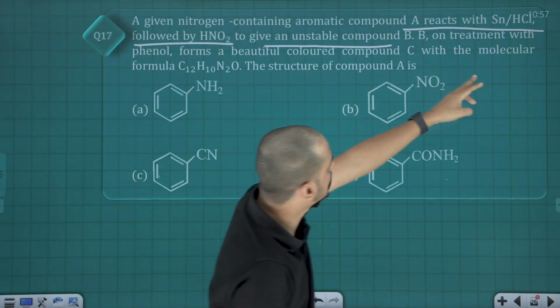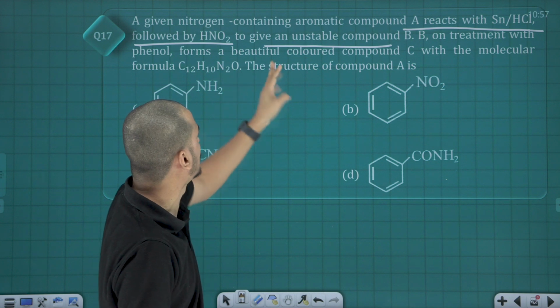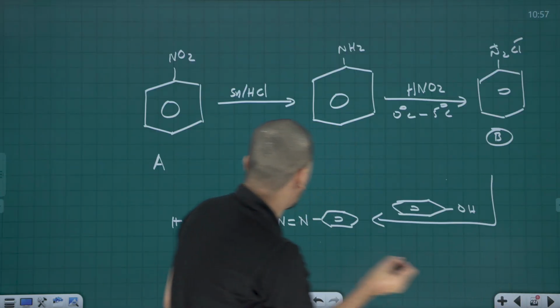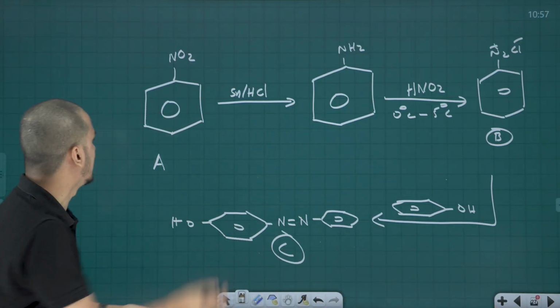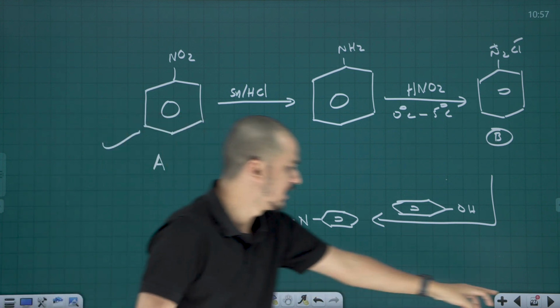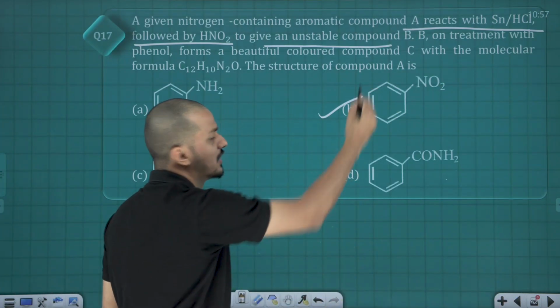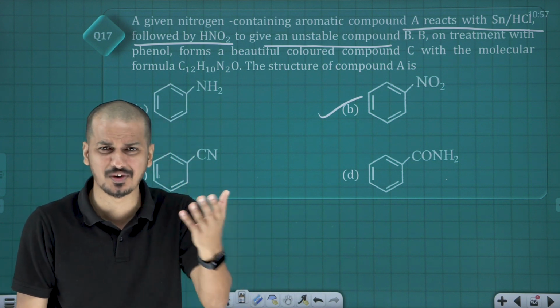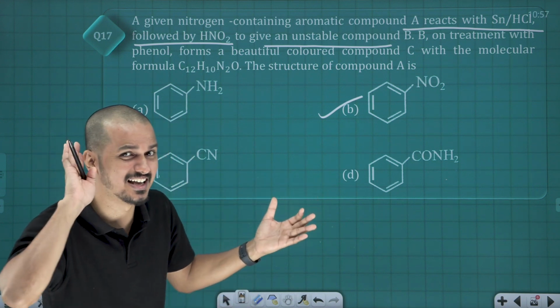Then C, with the molecular formula C12H10N2O. The structure of compound A is, A is what? Nitrobenzene. Simple. A is nitrobenzene. So what's the answer? Option B. Ready, guys? Hope you are doing well. Yes or no? Yeah, I can see.